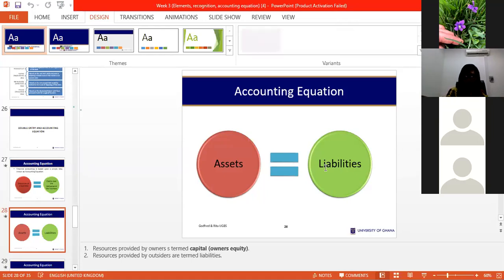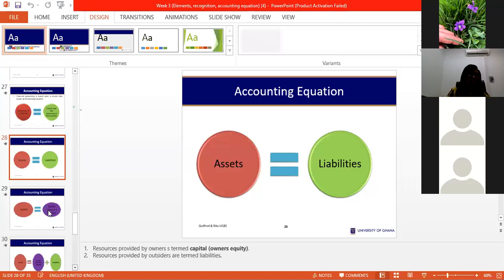So anytime a business goes to outside people, either to borrow money or to take goods with the intention of selling and paying back later, at the end of the financial year, if you have not paid, it is referred to as liabilities. Okay, and so the business will have to record it as such.